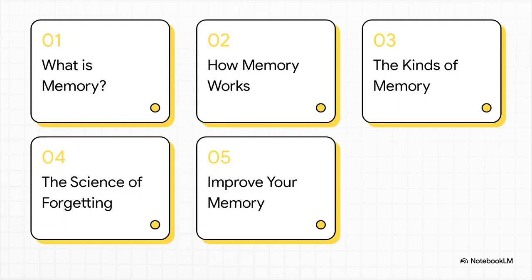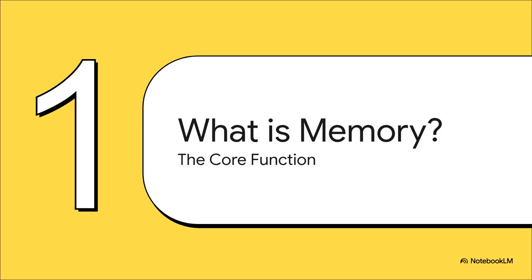Okay, so here's the plan. We'll start with the basics of what memory even is. Then we'll get into how it works, kind of like its operating system. We'll look at the different file types your brain creates, figure out why we get those frustrating error messages, forgetting things, and we'll wrap up with some serious pro tips to upgrade your own system. All right, let's dive right in.